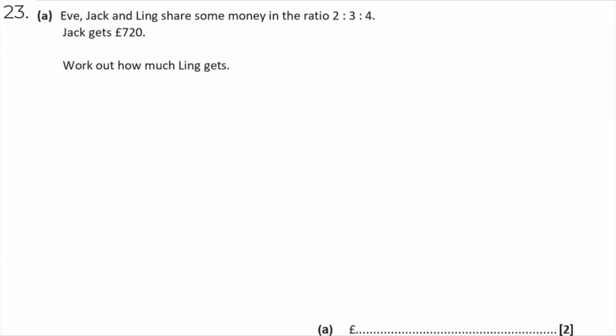Eve, Jack and Ling share some money in the ratio of 2 to 3 to 4. Jack gets £720. Work out how much Ling gets. Okay, so we've got Eve, Jack and Ling in the ratio of 2 to 3 to 4, and we know that Jack, which is the middle column, gets 720. We want to know what Ling gets.